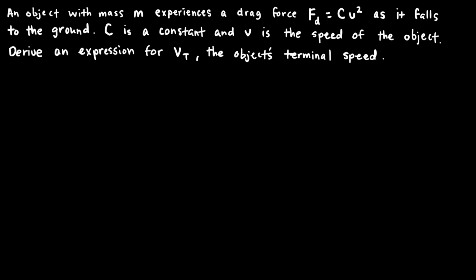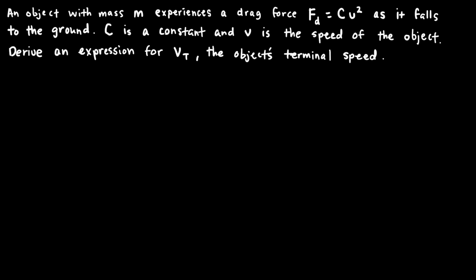terminal speed. So here we have a problem which reads, an object with a mass m experiences a drag force Fd that's equal to c times v squared as it falls to the ground. C is a constant and v is the speed of the object. We're asked to derive an expression for Vt, which is the object's terminal speed.